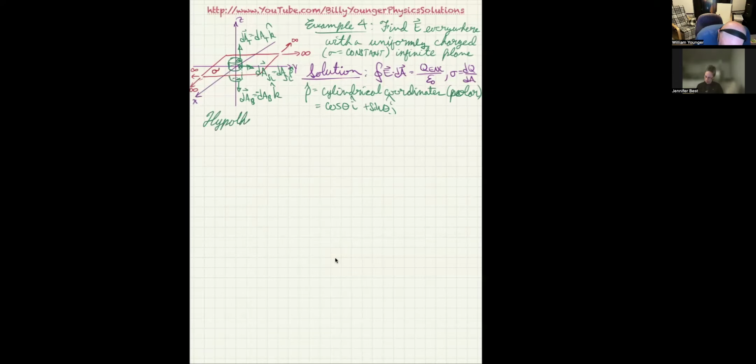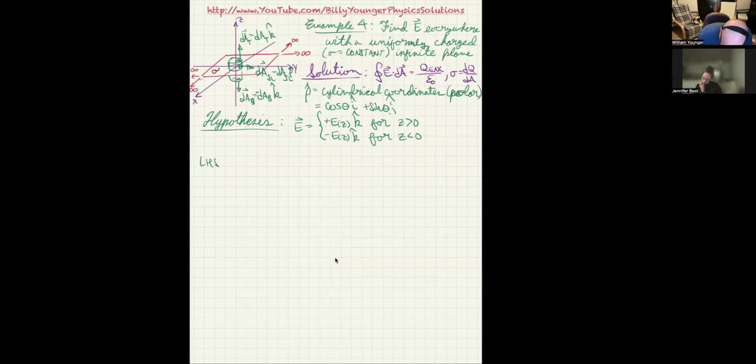Hypothesis, that's what happens when I waste time by trying to save time. The hypothesis is that E is equal to some positive E of Z k hat for Z greater than 0, and it's going to be some minus E of Z k hat for Z less than 0. So that's my hypothesis, and you'll see now that the soup label and all that stuff, I basically had it exactly reversed because I didn't take the time to do the hypothesis part.